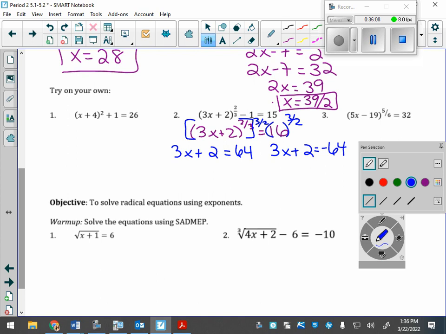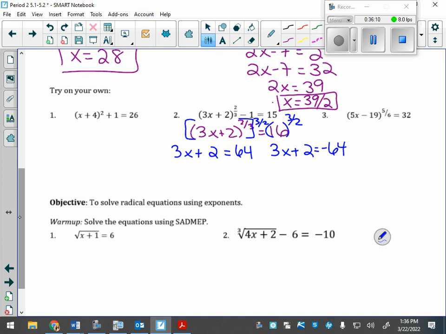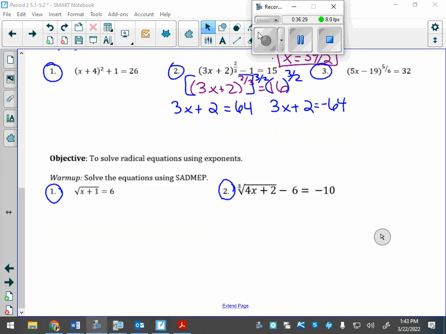All right, so I want you to try, finish off number 2, find your solutions, keep everything in fraction form. Okay, then I want you to try 1, finish 2, 3, and then the bottom here, 1 and 2. Okay, give those a try. Let's go through these.